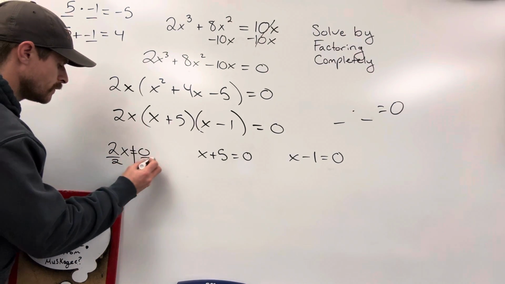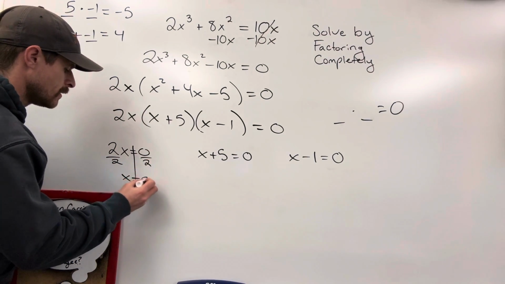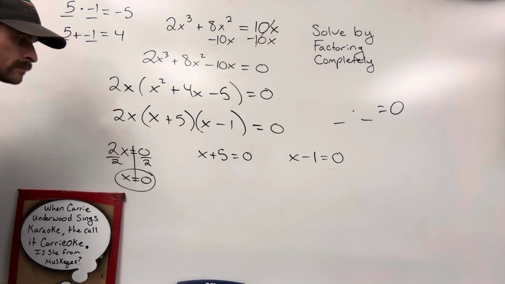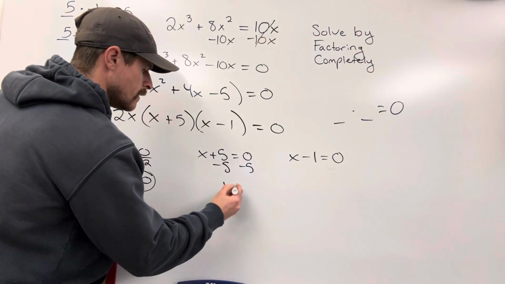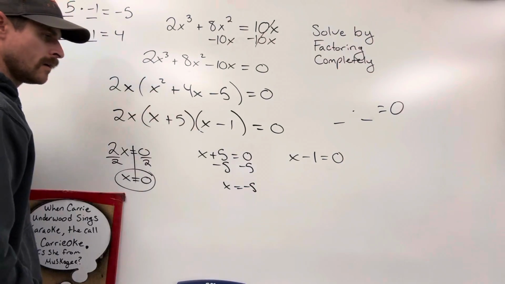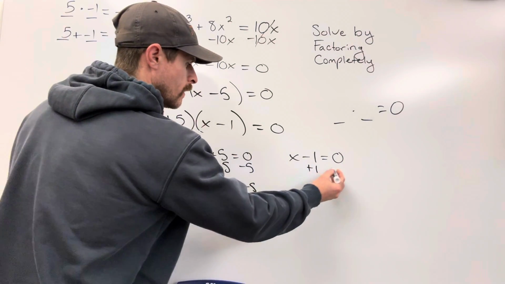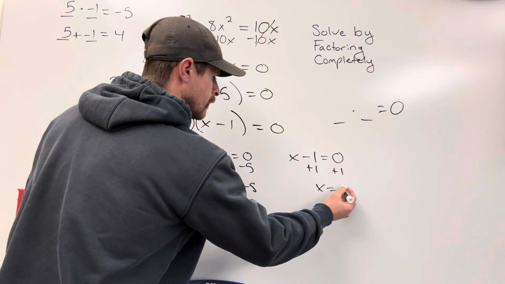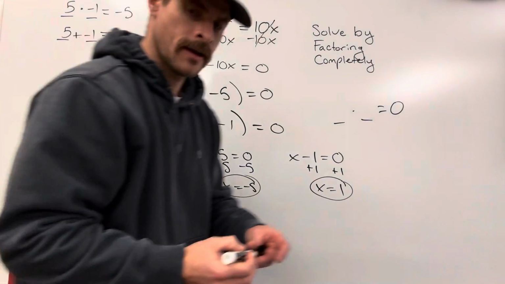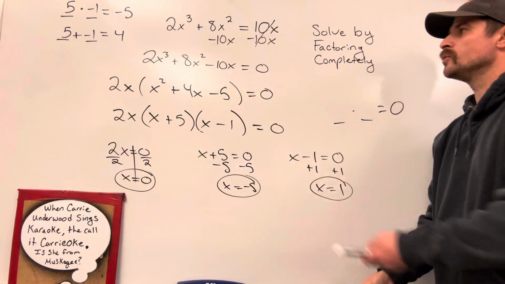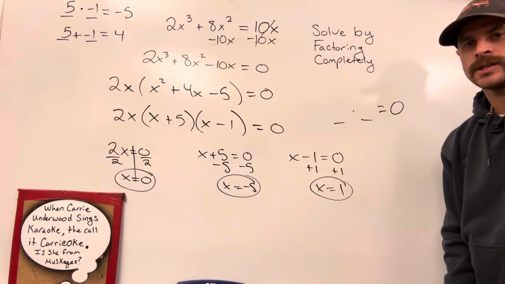Divide by 2, divide by 2, x could be 0. X could be negative 5. Or x could be 1. Here are our 3 roots, solutions to our original equation.